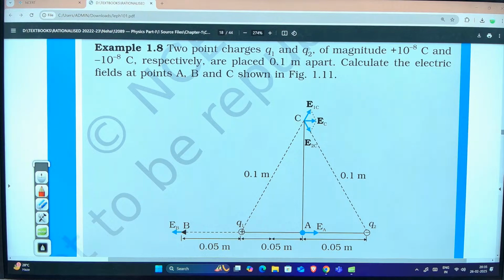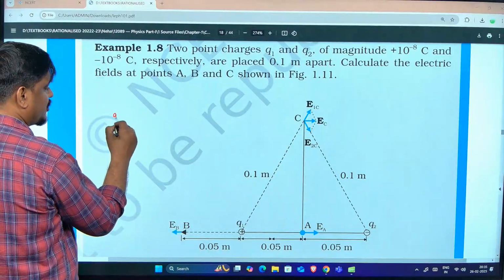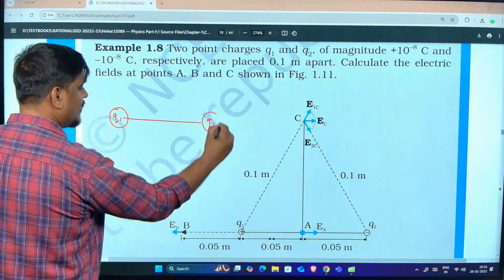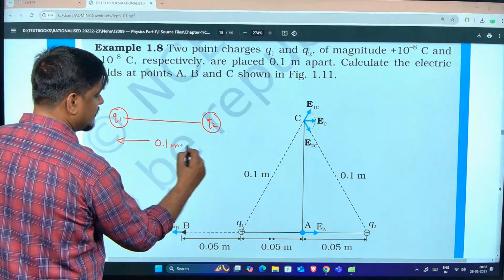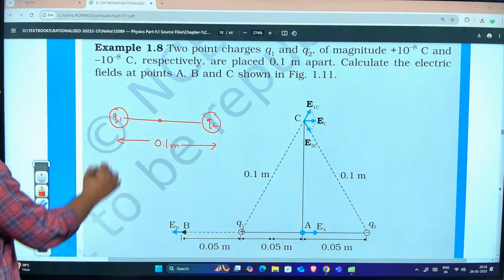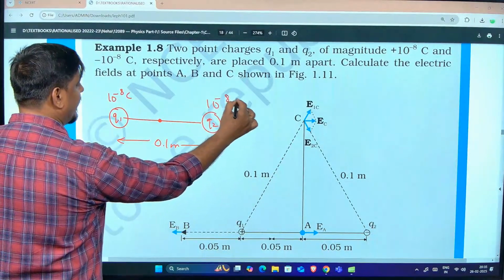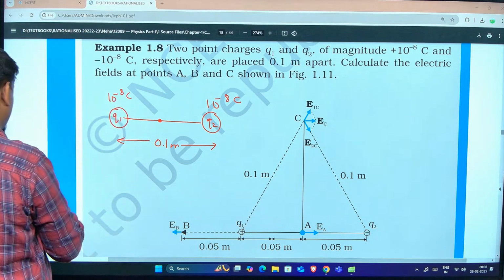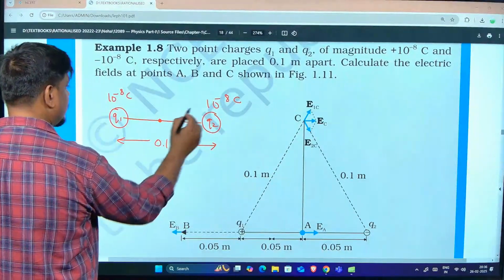Oh, there are two charges only. So charge Q1 and another charge Q2, at a distance of 0.1 meter. They are asking, at the center between the charges, what is the electric field? The value of charge is 10 to the power minus 8 coulomb here, and here also 10 to the power minus 8 coulomb. Q2 is negative, okay. So minus.